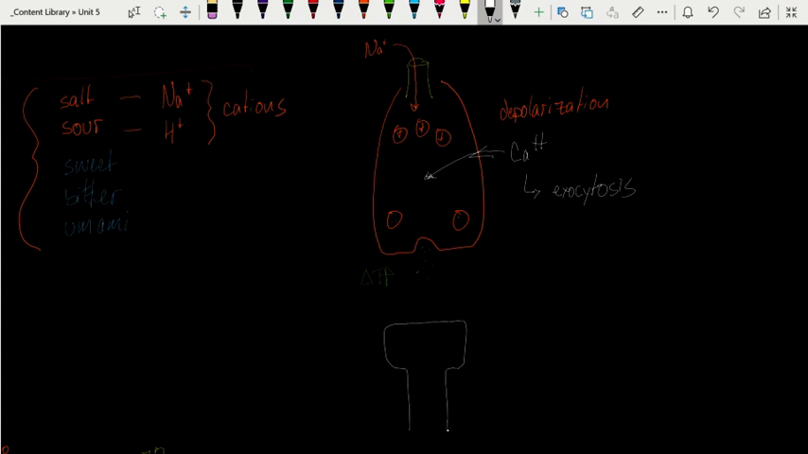so here's my neuron, and it has what's called a P2X ligand-gated cation channel. And the ligand for these P2X channels happens to be ATP. So that when ATP binds, this channel opens up.